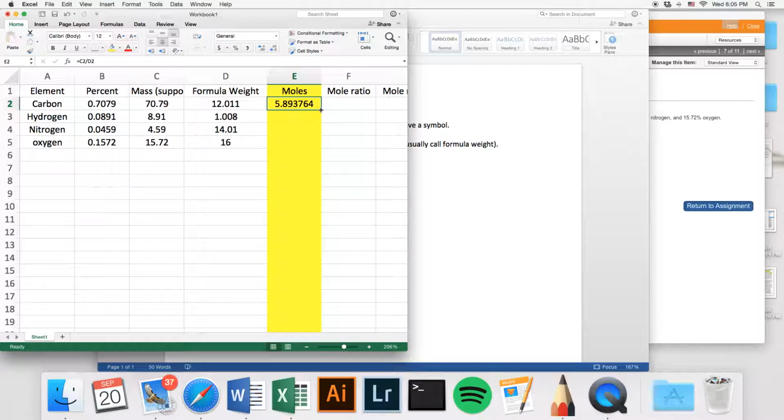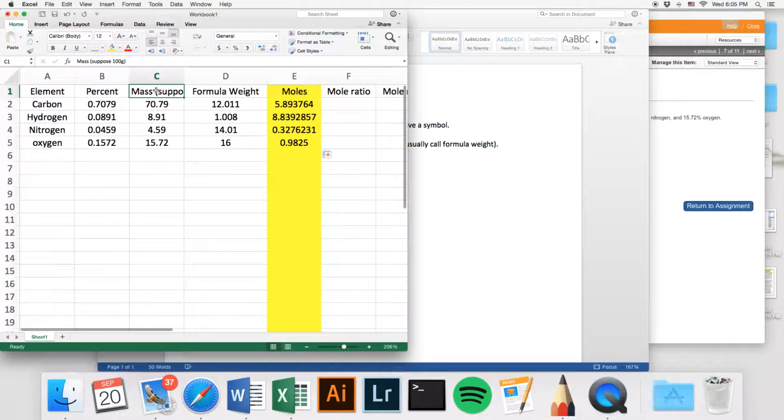Okay, so let me suppose you filled those in now. You've unpaused it, and there they are. Now what we do is we go through here and we divide. So these are the moles. Suppose I've got 100 grams. Then if I've got 100 grams, 70.79 are carbon. If I've got 100 grams, this is how many moles of carbon I have. This is how many moles of hydrogen I have. This is how many moles of, okay? And so what I need to do now is I need to find the mole ratio.